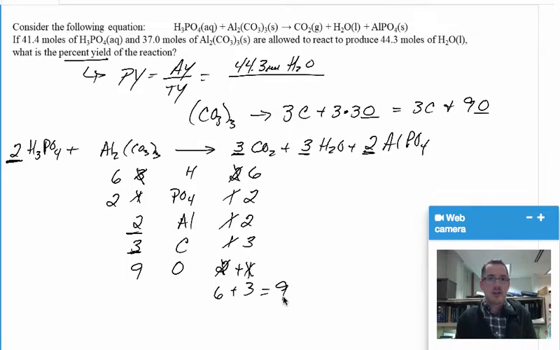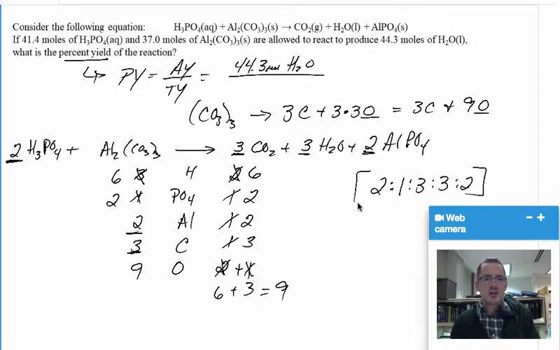Now, to make sure that this is properly balanced, we need to make sure that all the coefficients are at a simple whole number ratio. So I like to just rewrite my ratio value. So I have a 2, a 1, a 3, a 3, and a 2. So what I just wrote down there is just the ratio of all of my stoichiometric coefficients. And notice I can't really divide that by a number that's not 1. I can't divide all of them by 2. I can't divide all of them by 3 and still have a whole number ratio. This means I have the simplest whole number ratio for this balanced reaction equation.